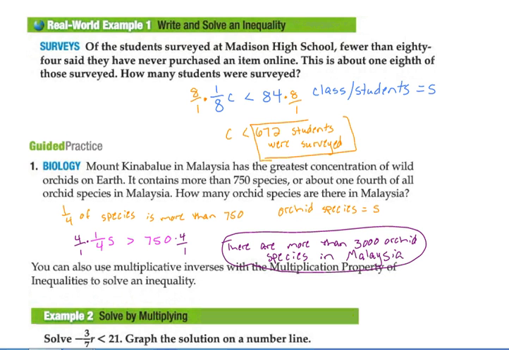Okay, rewording what they say is that 1/4 of the orchid species is more than 750. So I translated that to 1/4 S is greater than 750. Using the reciprocal of my fraction, I multiplied each side by 4, and I understand that my species are greater than 3,000. So what does that mean? That means that there are more than 3,000 orchid species in Malaysia.